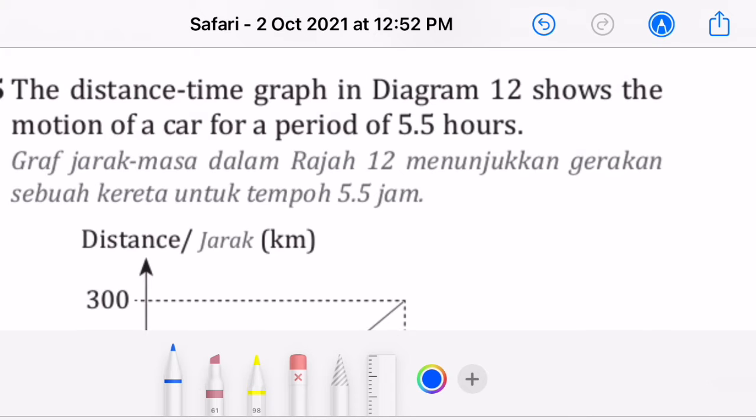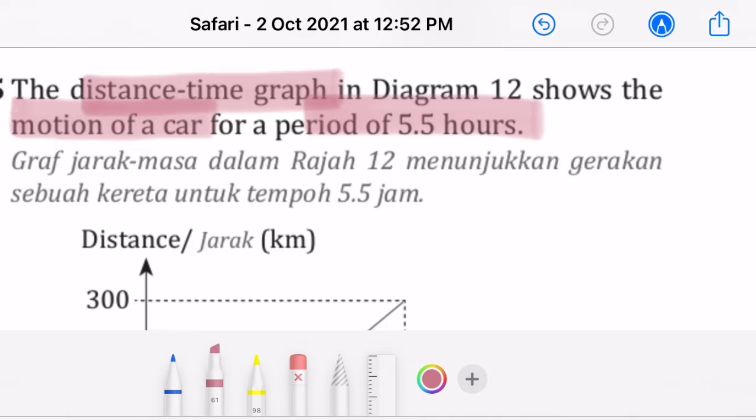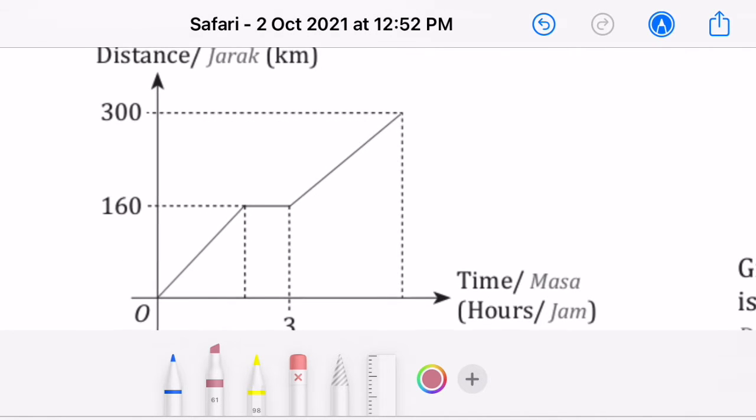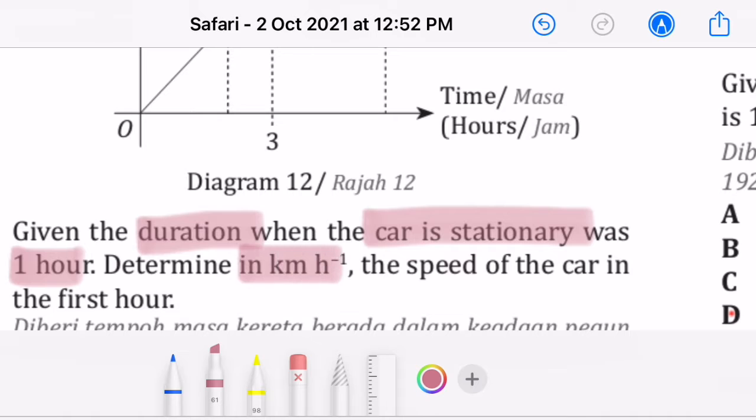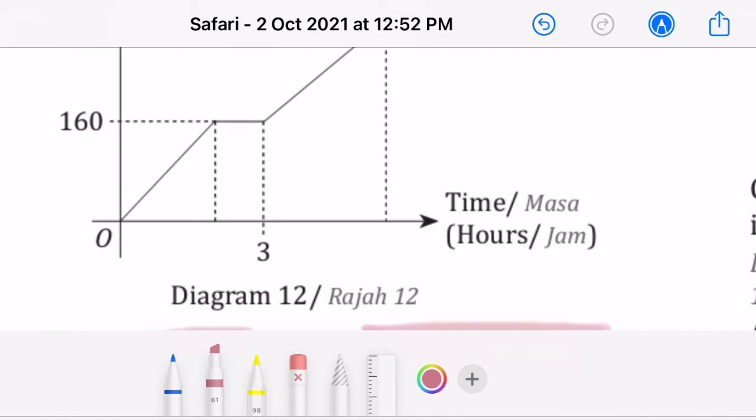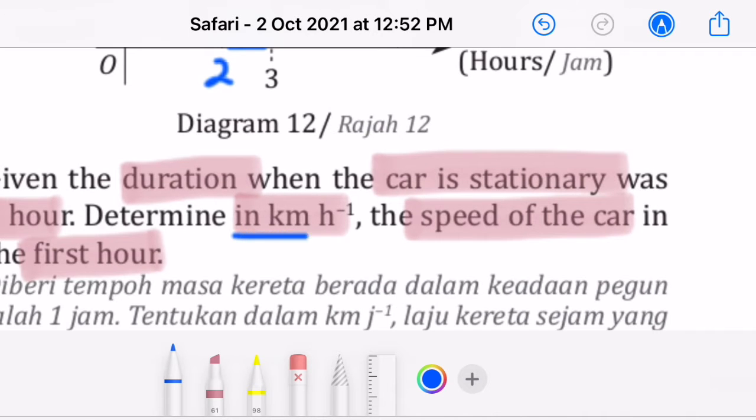The distance-time graph shows the motion of a car over a period of 5.5 hours. What does the question want? Given the duration when the car is stationary was 1 hour. Stationary means stop. Determine in kilometers per hour the speed of the car in the first hour. So stationary is 1 hour, so here should be 2. The difference here is 1 hour. So we are asked to find the speed.